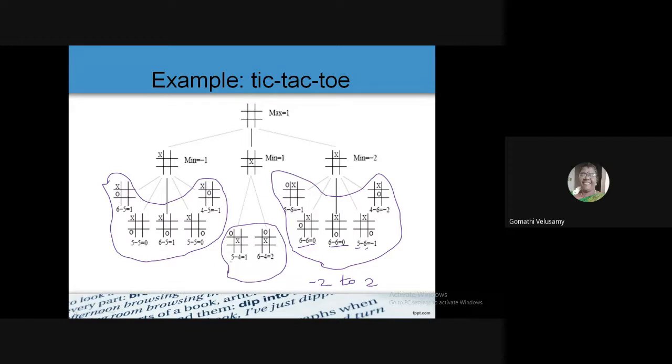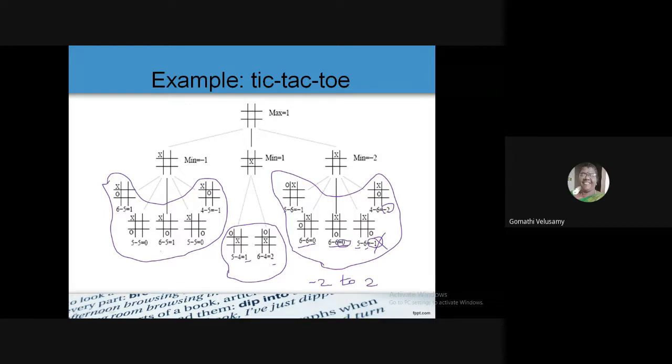So here the lowest is 1 and here the highest is 2. Whereas here the lowest is -1. So -1 is the lowest and the highest is, sorry, -2 is the lowest and 0 is the highest here. Minus 2 is the lowest and 0 is the highest.